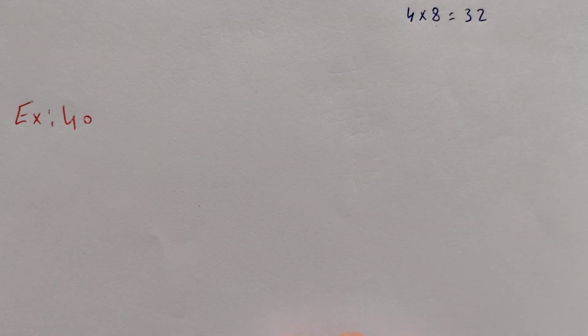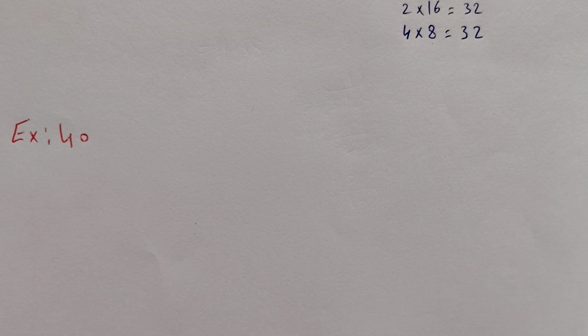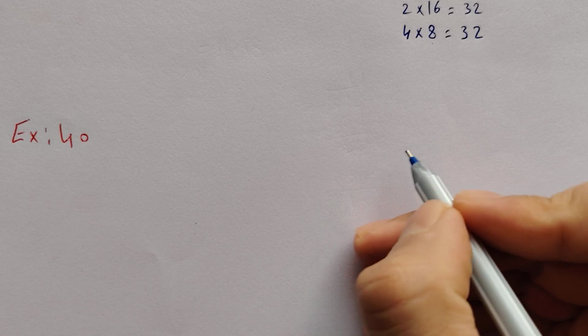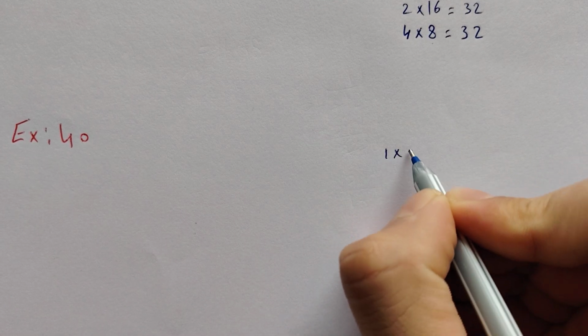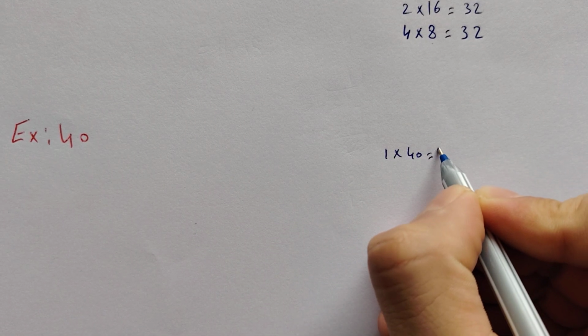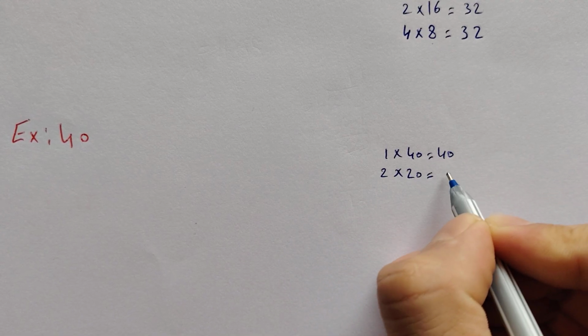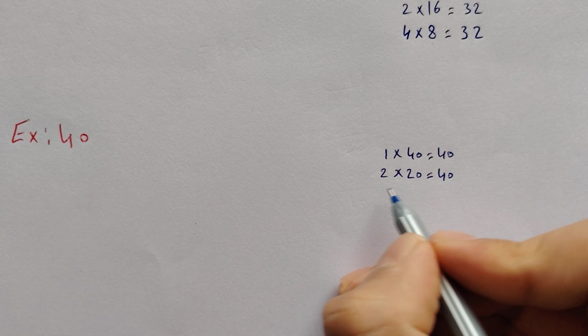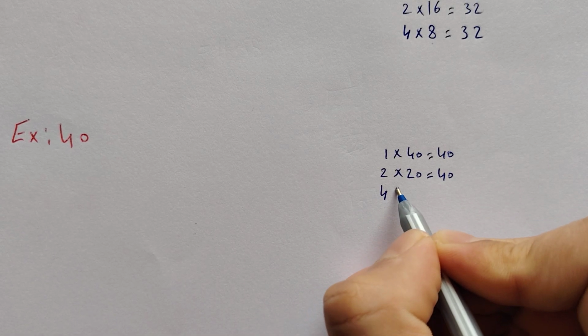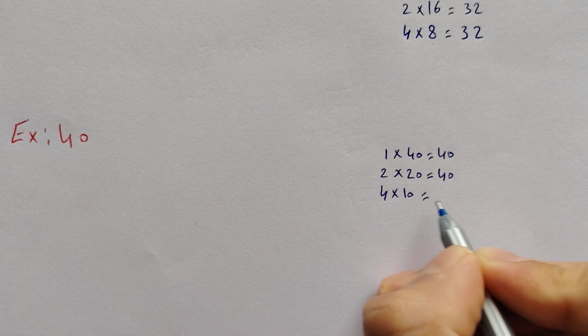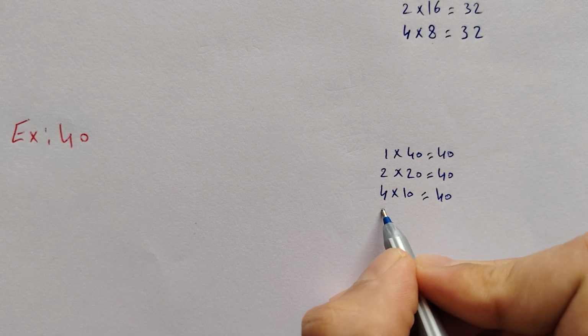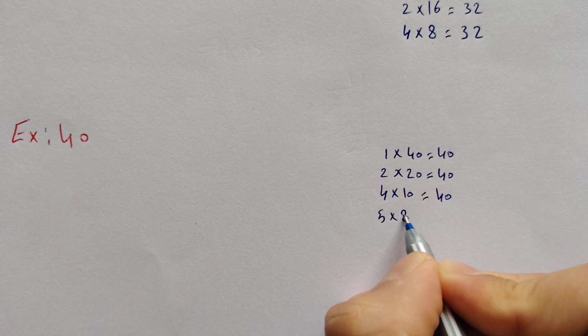Okay, I want you to pause the video and try to do that yourself. Write the factors of 40, means how many numbers do we have that we can multiply that's equal to 40. I'm gonna do it in 3, 2, 1. Okay, so we said we start by order, so 1 times 40, 2 times 20. We don't have 3, but we have 4. 4 times 10, then 5 times 8.